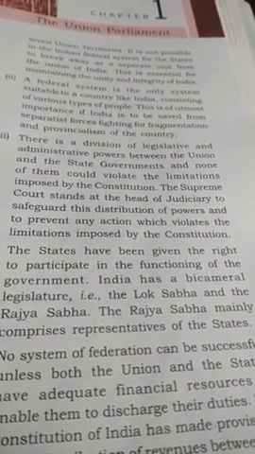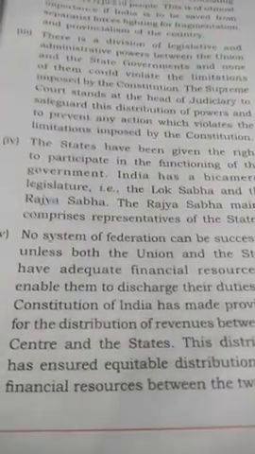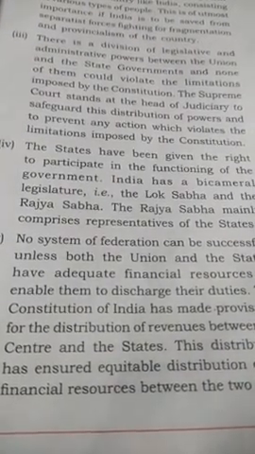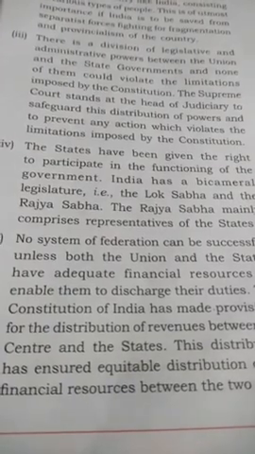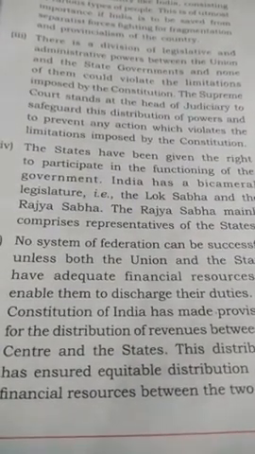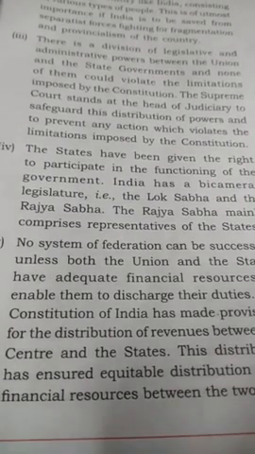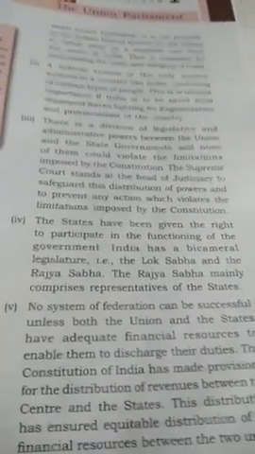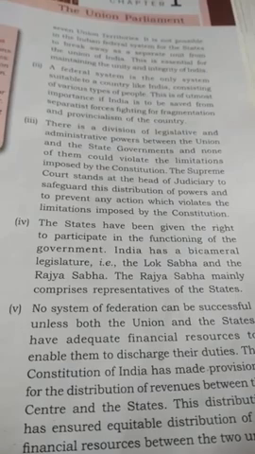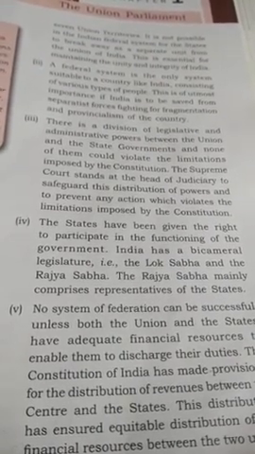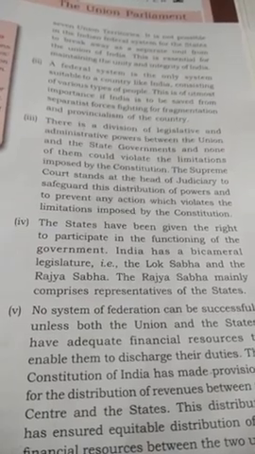The financial resources are divided between the central and the state government. So every state government can do their work without depending on the central government. But the central government is also there to give aid to the state governments. The revenue is distributed between the central government and the state government, so that the state government also can perform their duties without depending upon the central government.